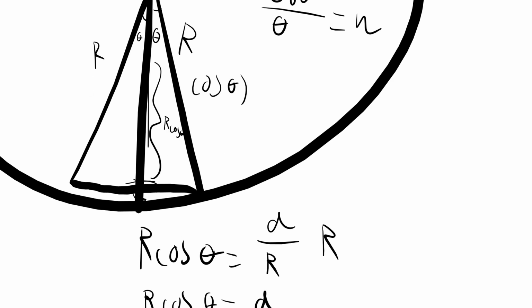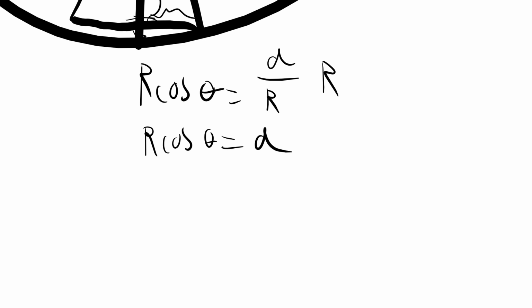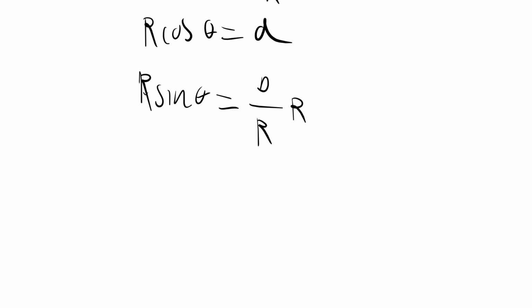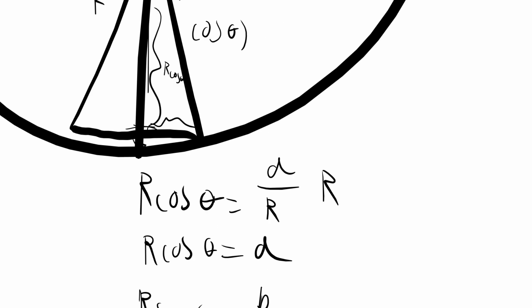Then we can find this length right here using the same thing except for sine. So r sine theta is equal to opposite over hypotenuse times r. That means r sine theta is equal to b. That's supposed to be b, by the way. All right, so now we have these lengths determined.